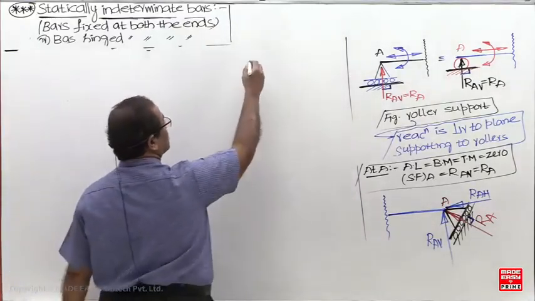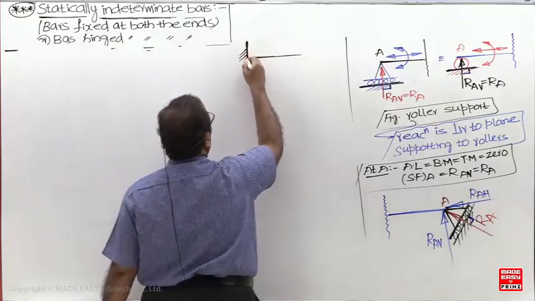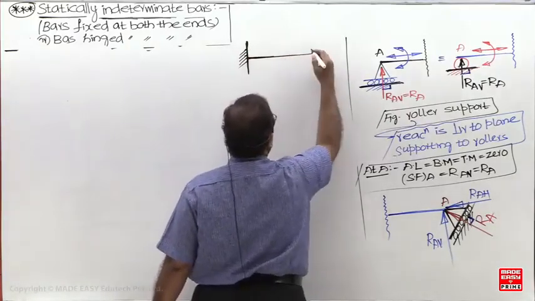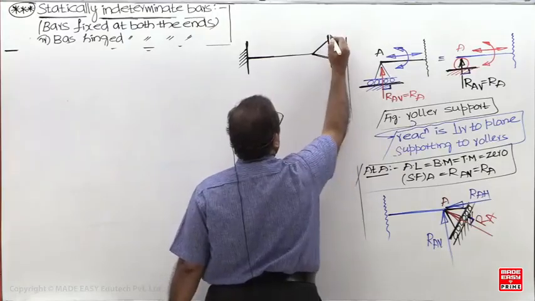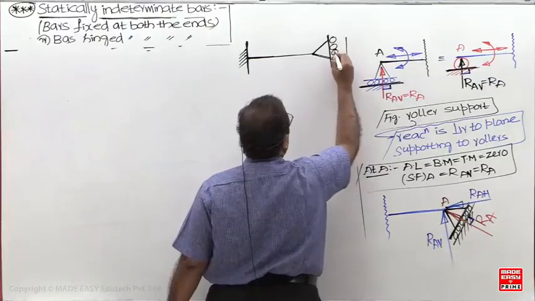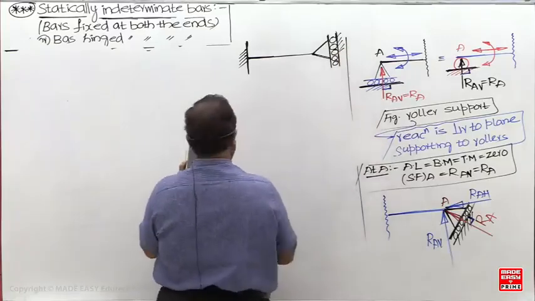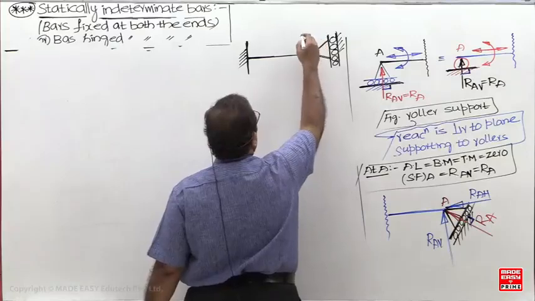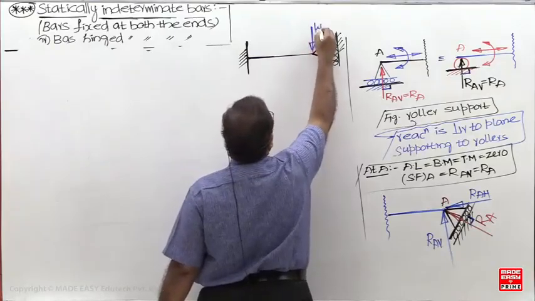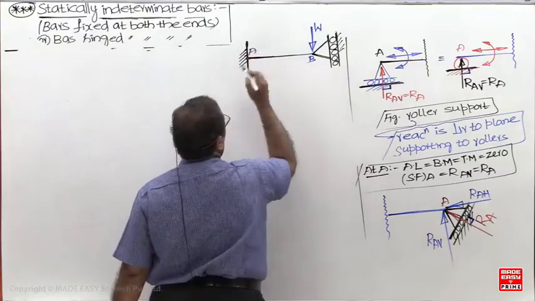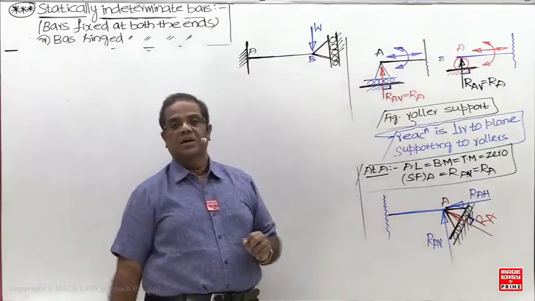In one of the GATE civil engineering papers, the question was given like this. In this case, the reaction will become the horizontal reaction.